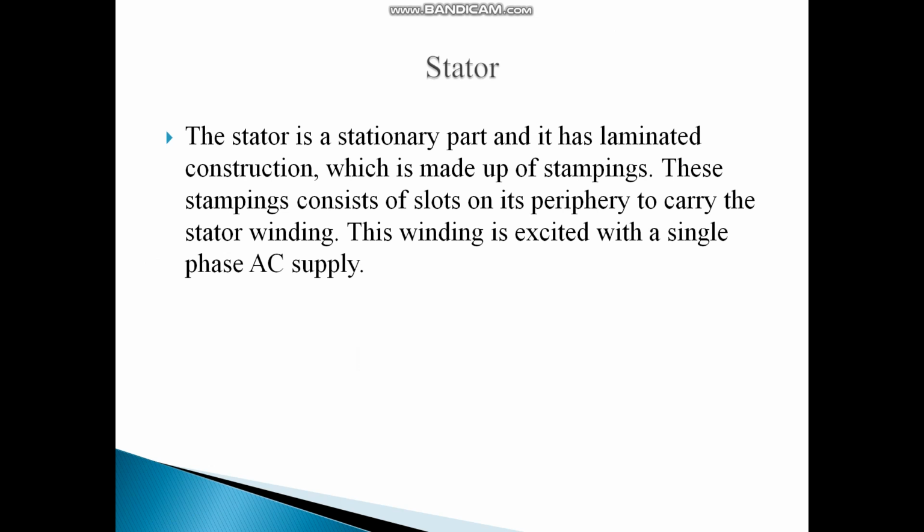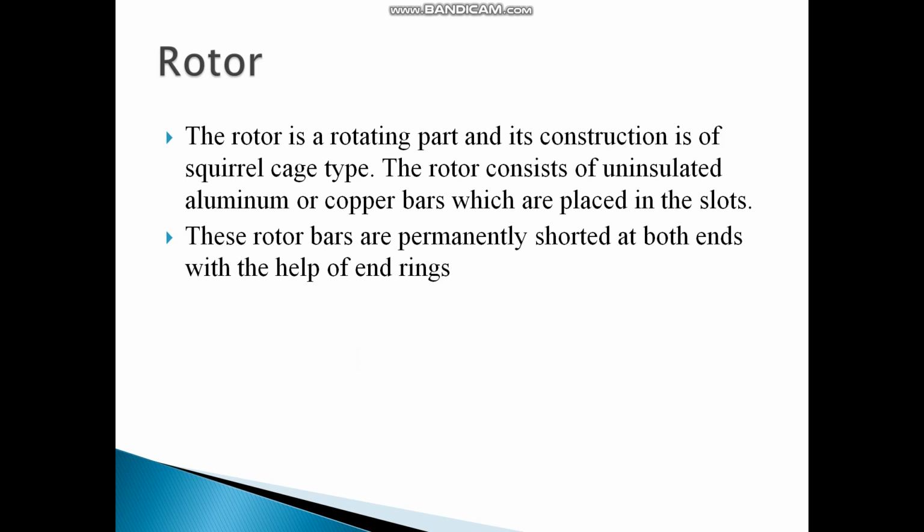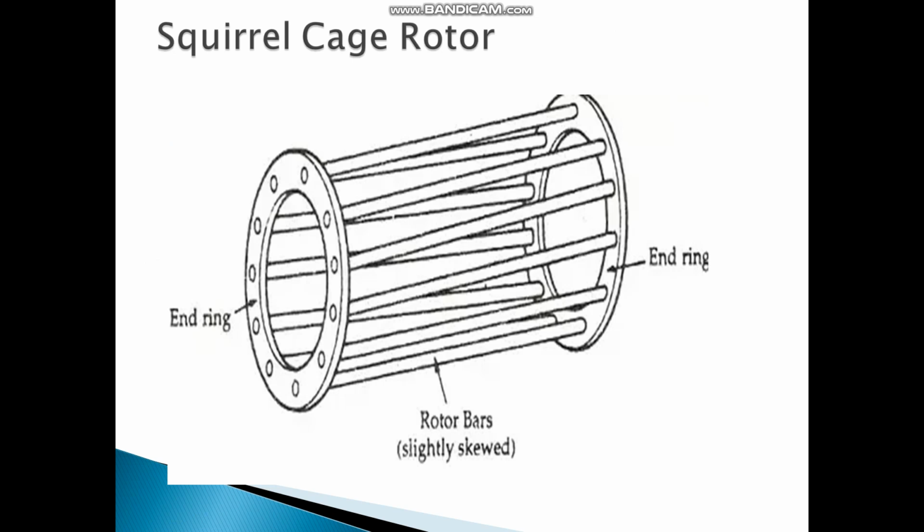We have already discussed the stator. It consists of laminated steel, a laminated construction, and in it there are a number of slots. Inside those slots we keep the stator winding or stator conductors, and to the stator conductors we give the AC supply. In the rotor, there are two types of rotors, that is the squirrel cage induction rotor and the slip ring induction rotor.